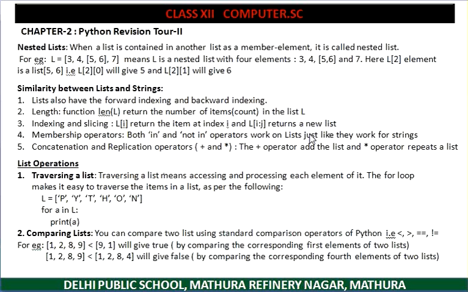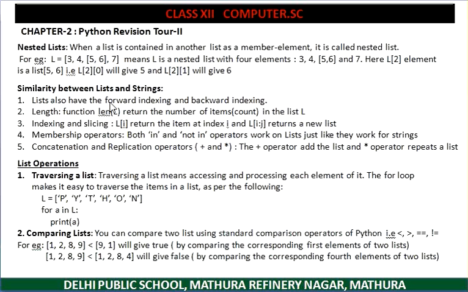Now the nested list. Nested list means when a list contains another list as a member element, then it is called a nested list. So here L is a nested list containing another list as a member element. So total 4 elements are here: 3, 4, [5, 6] and 7. Here indexing L[0], L[1], L[2] and L[3]. L[2] element is a list [5, 6]. L[2][0] will give 5 and L[2][1] will give 6. So this is about the nested list.